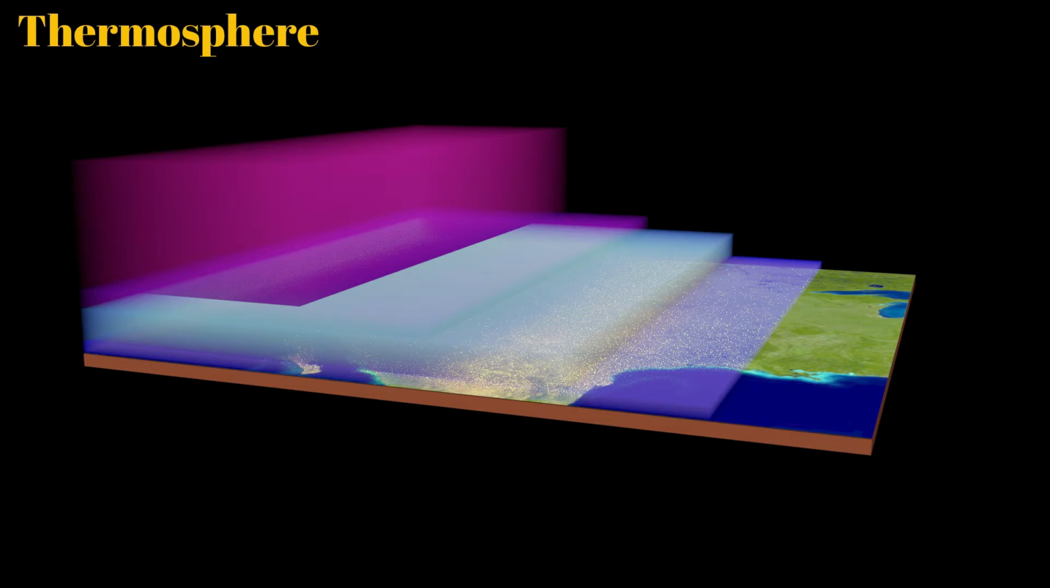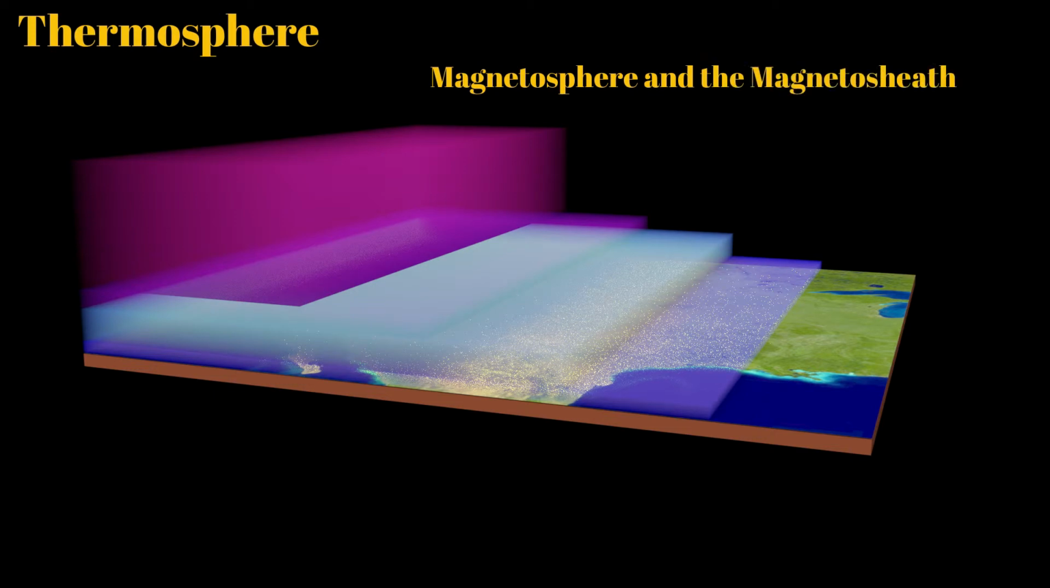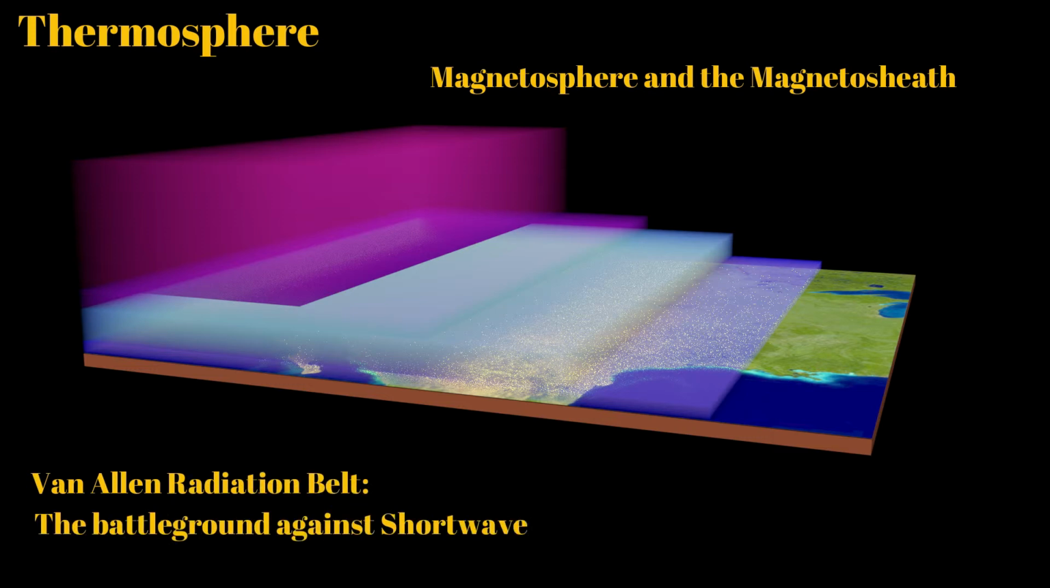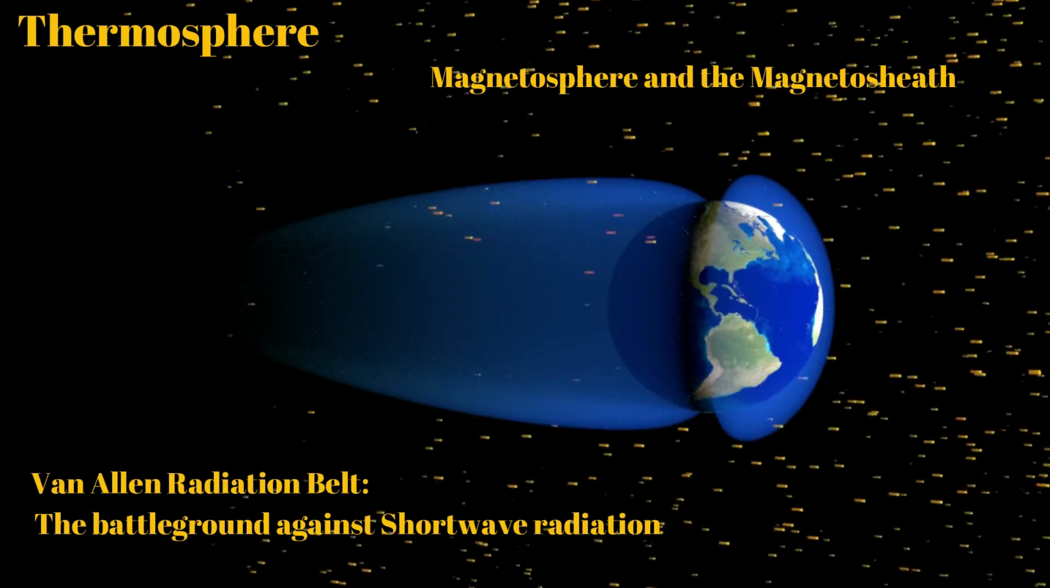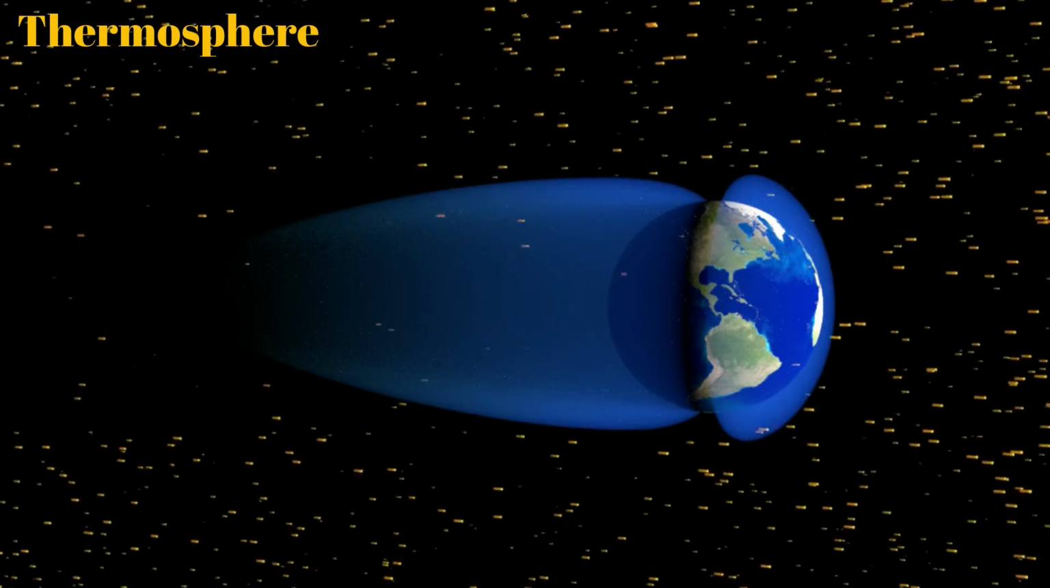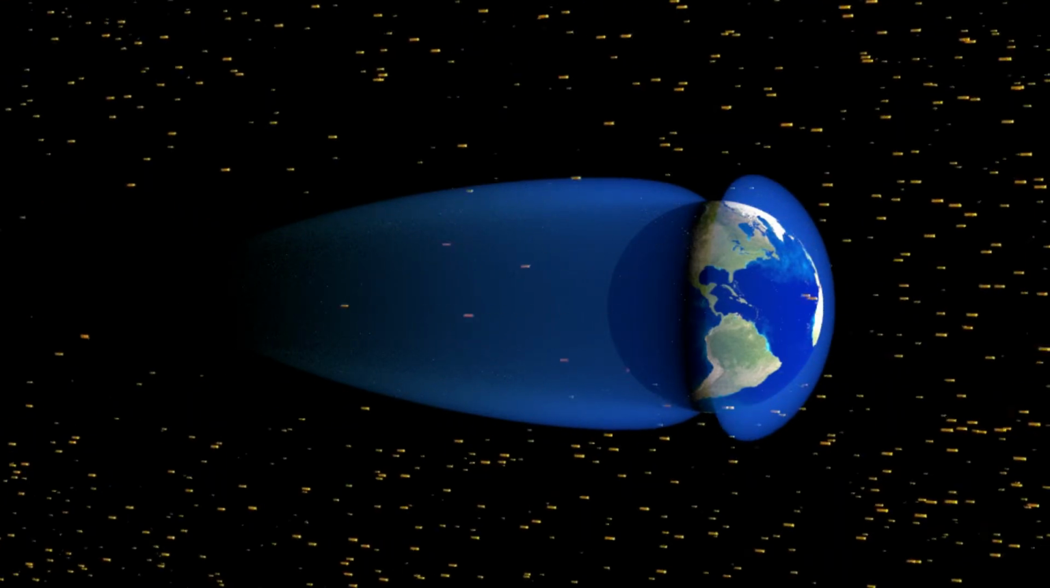The thermosphere can also be divided into sublayers, such as the magnetosphere and the magnetosheath. This layer is a warrior layer. That is Earth's first line of defense against harmful shortwave radiation from the sun and space. The Van Allen radiation belt is within the troposphere. The Van Allen radiation belt is a zone of charged particles from the solar wind and held in check by Earth's magnetic field.